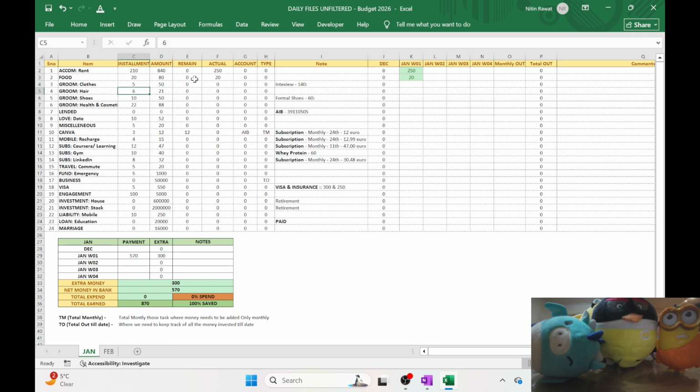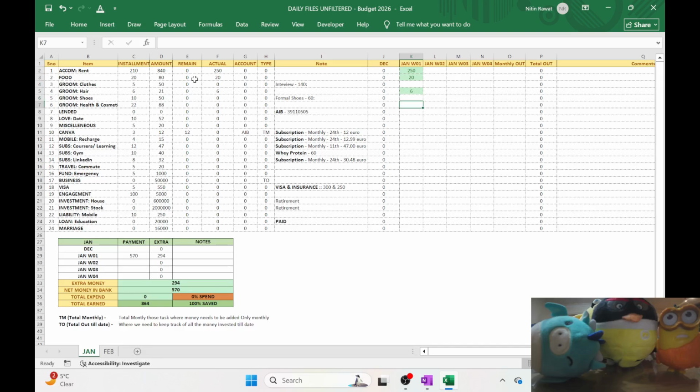Here, I need to keep a weekly installment of 6 euros so that my monthly target of 21 euros can be reached. So here is necessity, so I'm putting 6 euros here. When I say barber, I'm talking about the barber and haircut. For shoes, let's keep it aside for a moment.